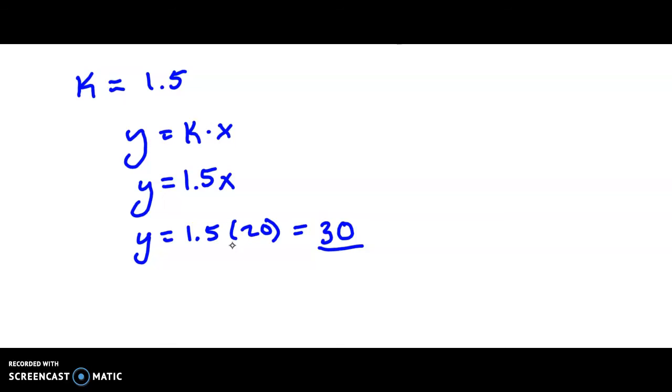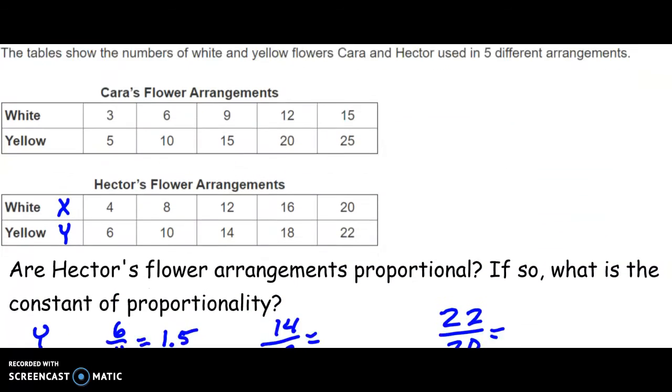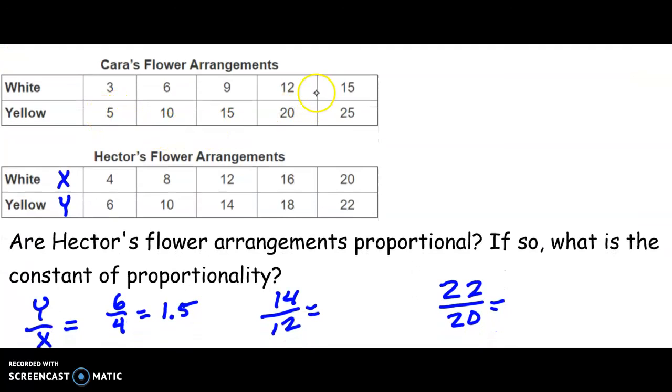So there's a review problem for you of how to test for proportionality. We divide y divided by x, y divided by x, y divided by x, y divided by x. If they are all equal, yes, it's proportional. In this case, no, it is not proportional because the fractions are not equal. If you want an extra practice problem before you take the test, you could answer this same question for Kara's flower arrangement. Are Kara's flowers proportional? And if they are, what is their constant of proportionality?